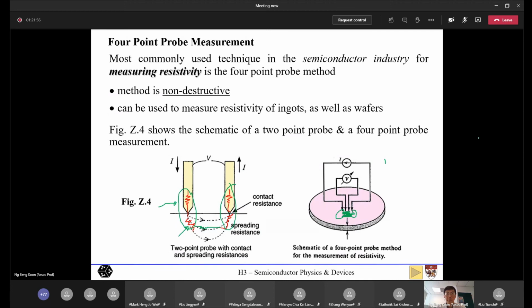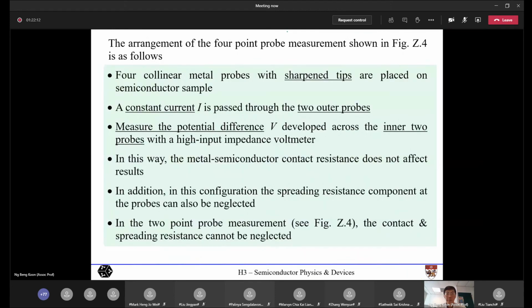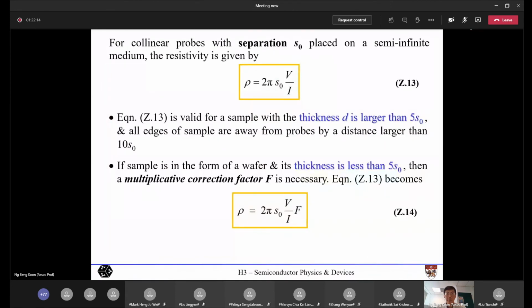So it's just a simple resistance measurement technique, just that we make use of this 4-point probe configuration to overcome the contact resistance and spreading resistance that creep in if you use the conventional 2-probe method to measure resistance. So it's effectively a resistance measurement technique. Of course, the resistivity calculation depends on the separation between the probes. There are actually different equations that you can use. So we can read through.